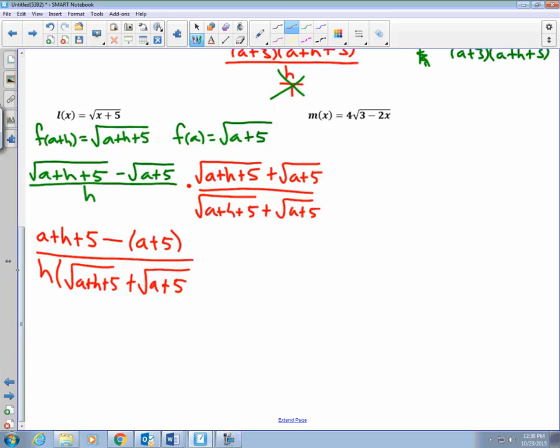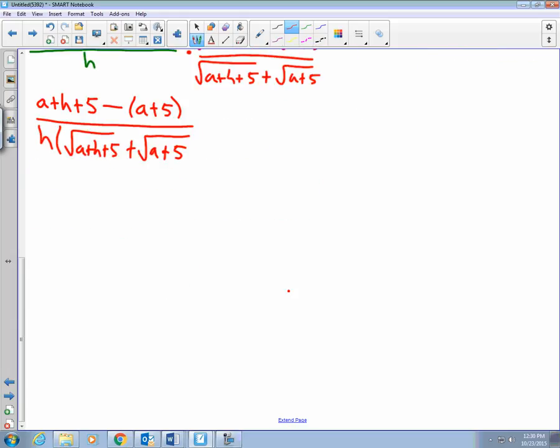I know you're still thinking, okay, it still looks bad. Well, do you see what's going to happen? The a's cancel because that's a positive a and a negative a, and it's a positive 5 and it will be a negative 5 when you distribute it. And so you're left with just h in the numerator. So everything that didn't have an h canceled. An h is left, and h over h makes 1. Awesome.